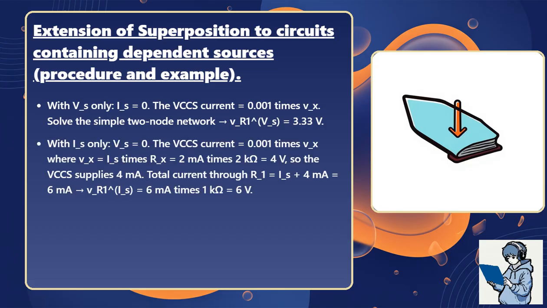With I sub S only, V sub S equals 0. The VCCS current equals 0.001 times V sub X, where V sub X equals I sub S times R sub X equals 2 milliamps times 2 kilo ohm equals 4 volts, so the VCCS supplies 4 milliamps. Total current through R sub 1 equals I sub S plus 4 milliamps equals 6 milliamps. V sub R1 superscript I sub S equals 6 milliamps times 1 kilo ohm equals 6 volts. Sum: V sub R1 equals 3.33 volts plus 6 volts equals 9.33 volts.